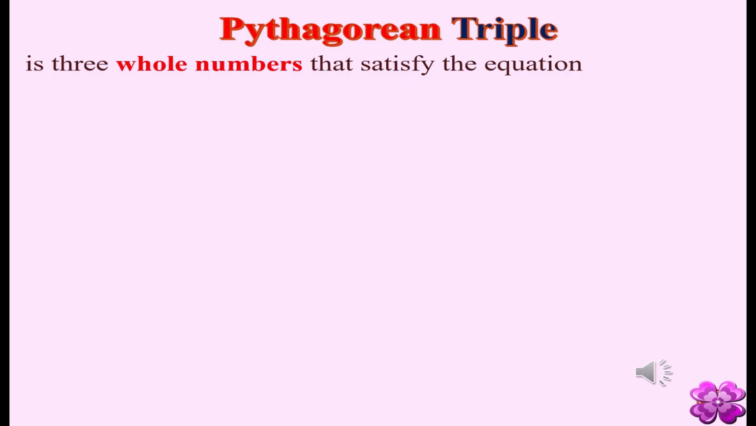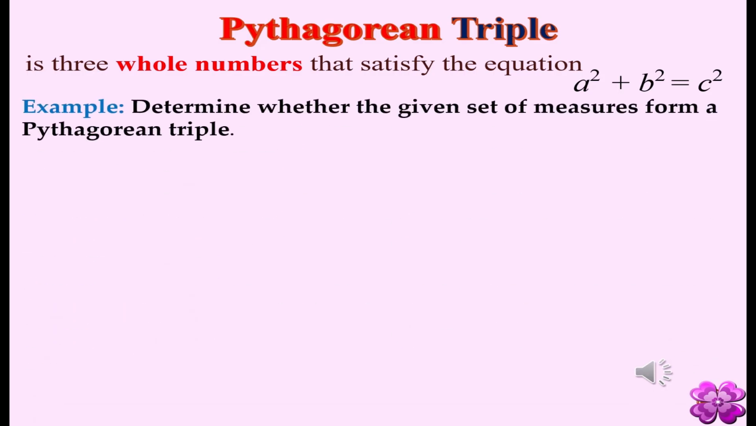Okay, what is a Pythagorean triple? A Pythagorean triple is a set of three whole numbers that satisfy the equation a squared plus b squared equals c squared. Let's practice over an example. Determine whether the given set of measures form a Pythagorean triple or not.